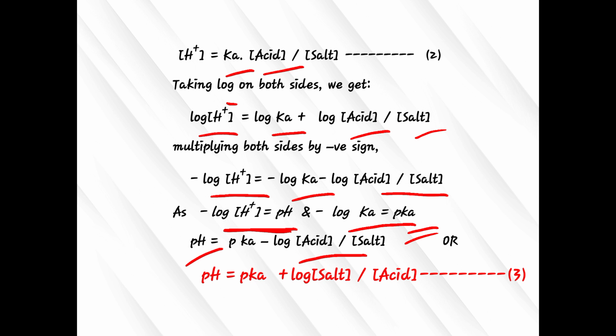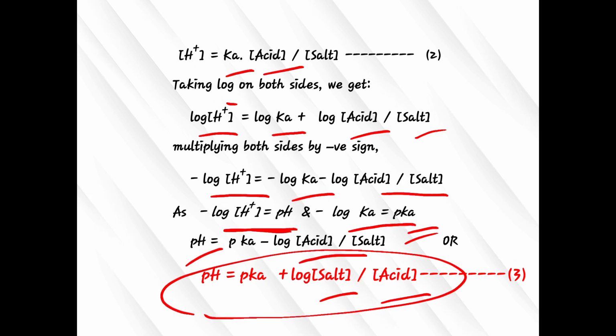When the negative sign changes to plus, the concentration of salt goes to the top of the equation. So pH equals pKa plus log of the concentration of salt divided by the concentration of acid. This is the important equation.